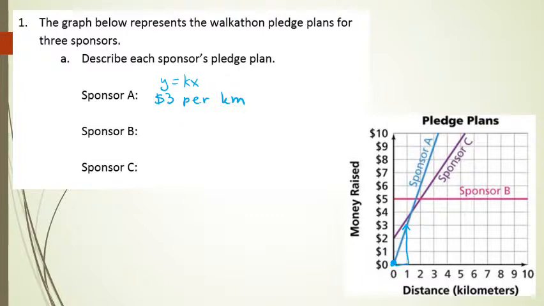For sponsor B, a pink line here, I can see that sponsor B is getting the same amount no matter what they walk. So they're kind of getting like a fixed donation. So they're just getting $5. Doesn't matter how far they walk.